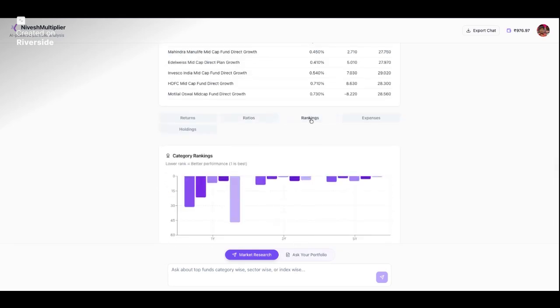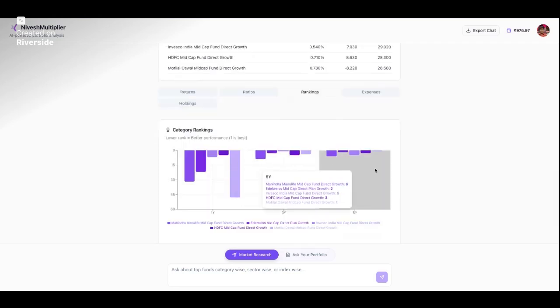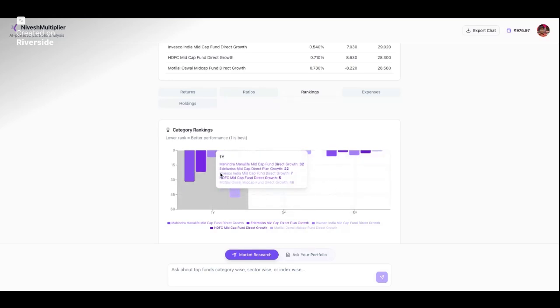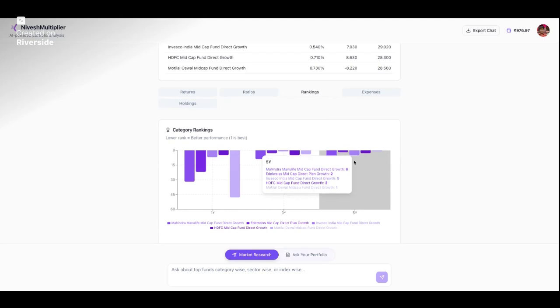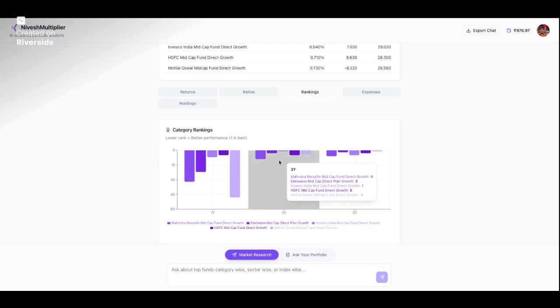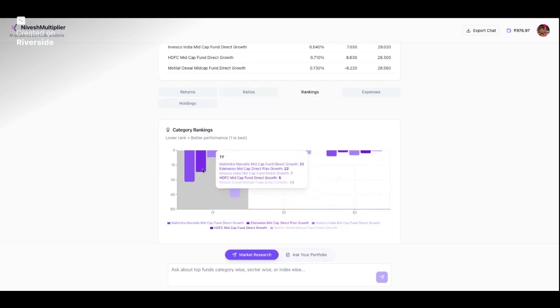Then we go to the ranking section, that is, what is the rank of each of these funds in those particular durations of time, like 1 year ranking. So for example, over here I could see, okay, in 5 year, mid cap, Motilal mid cap is first rank, but in 1 year I could see, okay, it is 48th rank. Right now I am able to judge that Edelweiss's mid cap and HDFC mid cap look consistently among the top rankers in all these durations. That is what I am getting.